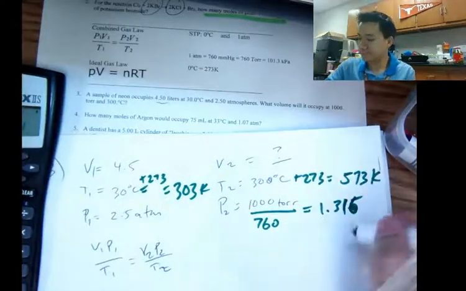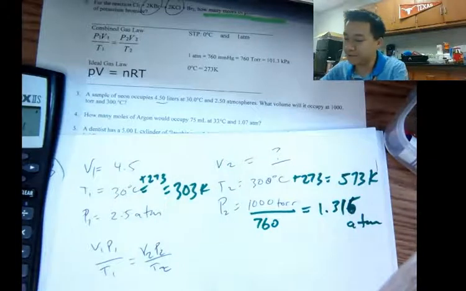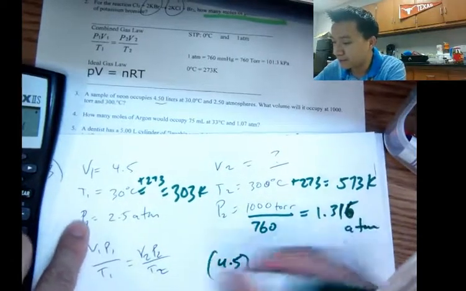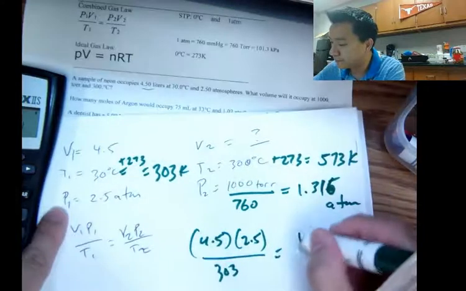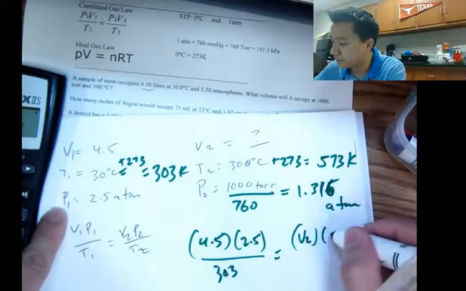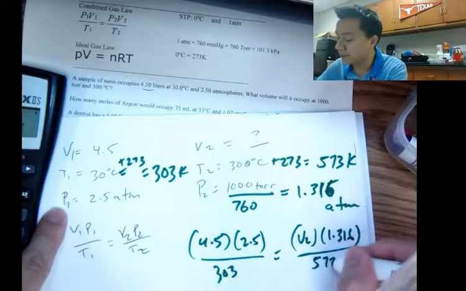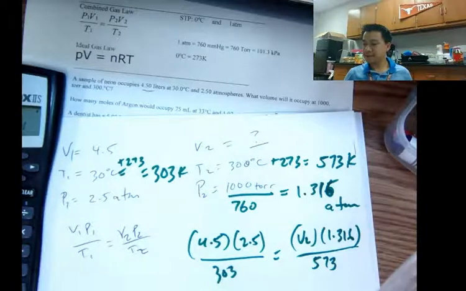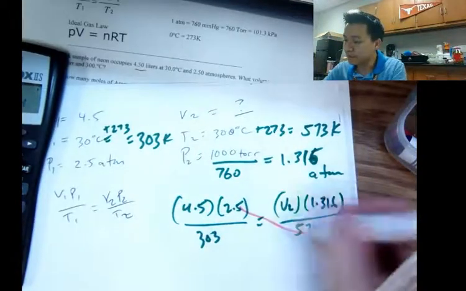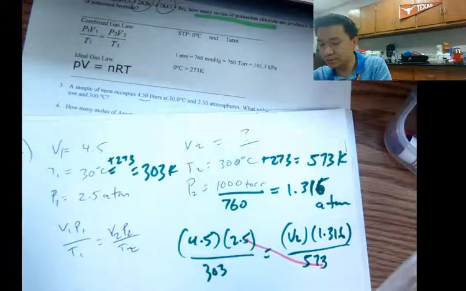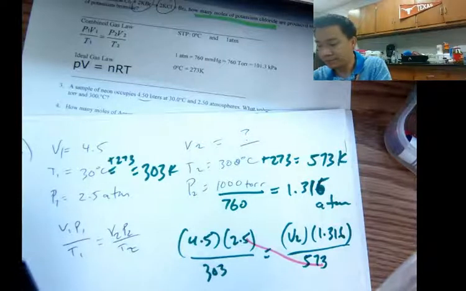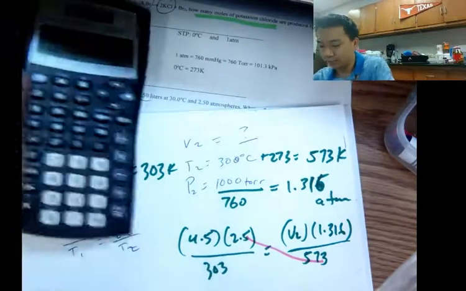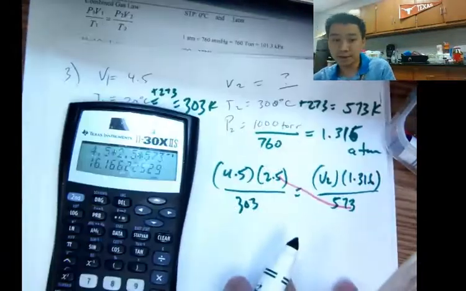Okay, ATM. So I plug into that equation: V1, 4.5, P1, 2.5, over T1, 303, equals V2, P2, 1.316, over T2, 573. And that's that. Cross multiply this way, and then divide by everything else. So 4.5 times 2.5 times 573 divided by 303 divided by 1.316, and I get 16.1.